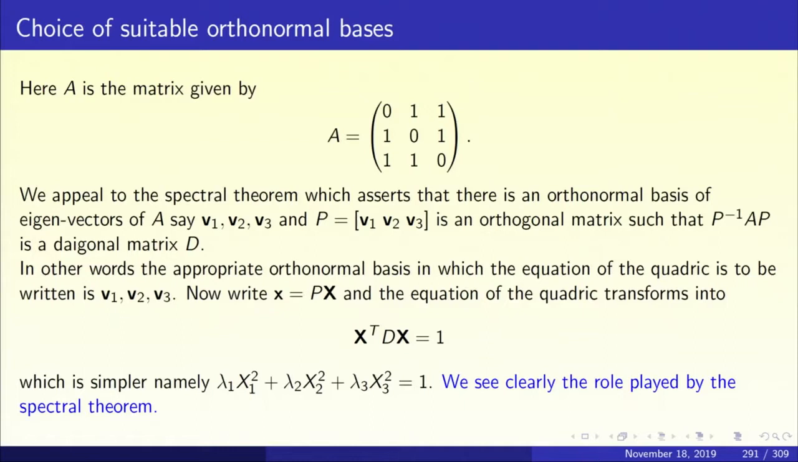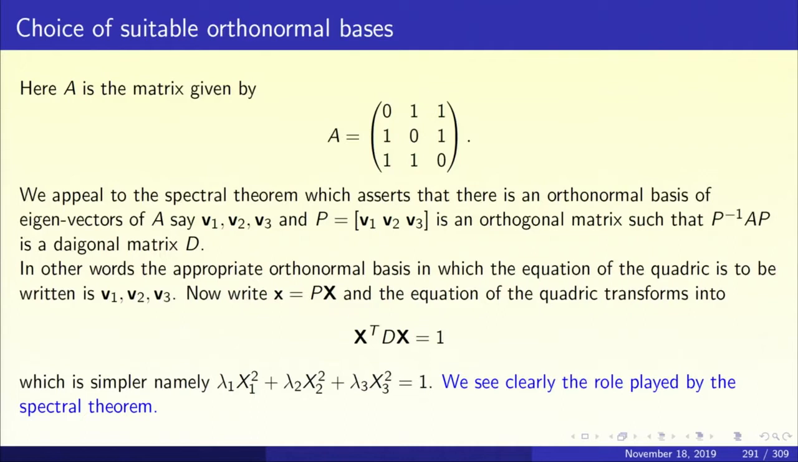We proved the spectral theorem completely in module 5. So this course is fairly self-contained. So we appeal to the spectral theorem. What does the spectral theorem say? The spectral theorem says that a real symmetric matrix has an orthonormal basis of eigenvectors. This matrix A is real symmetric. So it has an orthonormal basis V1, V2, V3 consisting of eigenvectors of A.